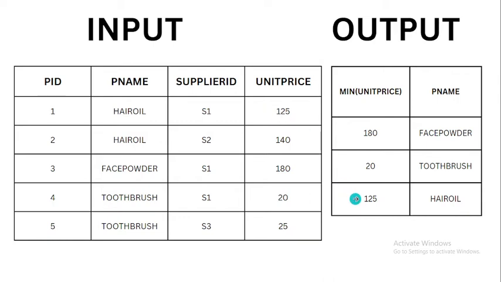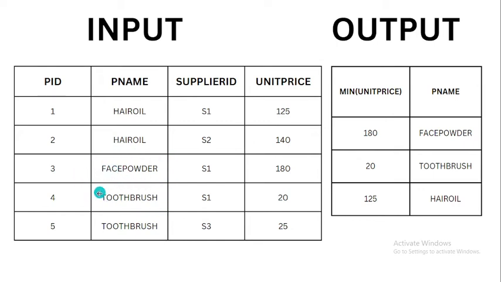So that is the reason 125 is coming as the output for the minimum unit price for the product name hair oil, as it is going to group the particular records and generate a single result. Any one of the two could come, but because we are using the minimum function, it is going to compare the values, and the minimum out of 125 and 140 is 125.